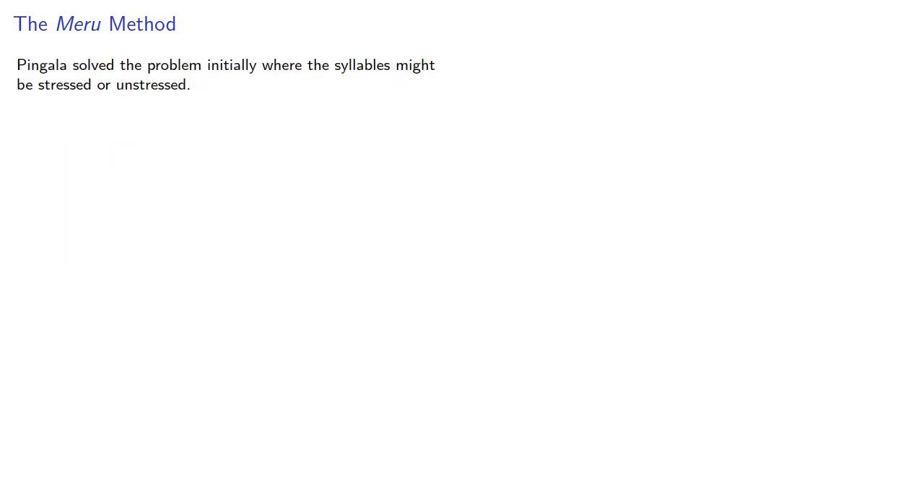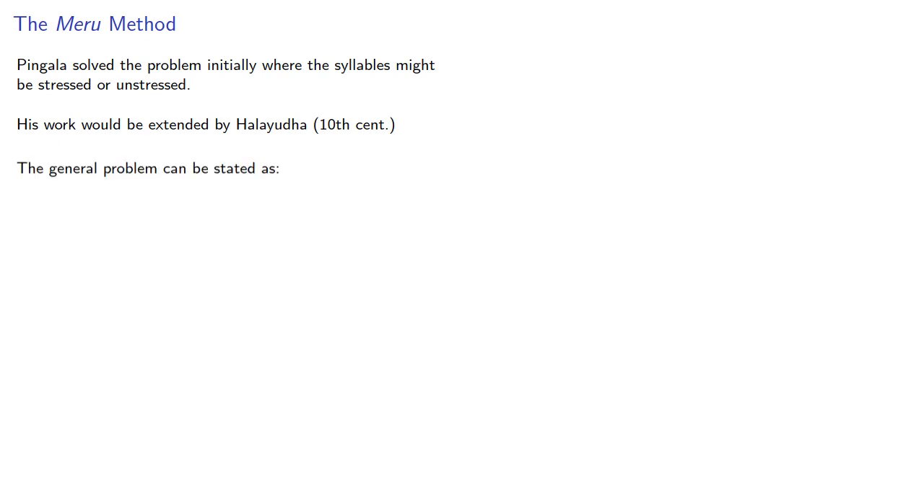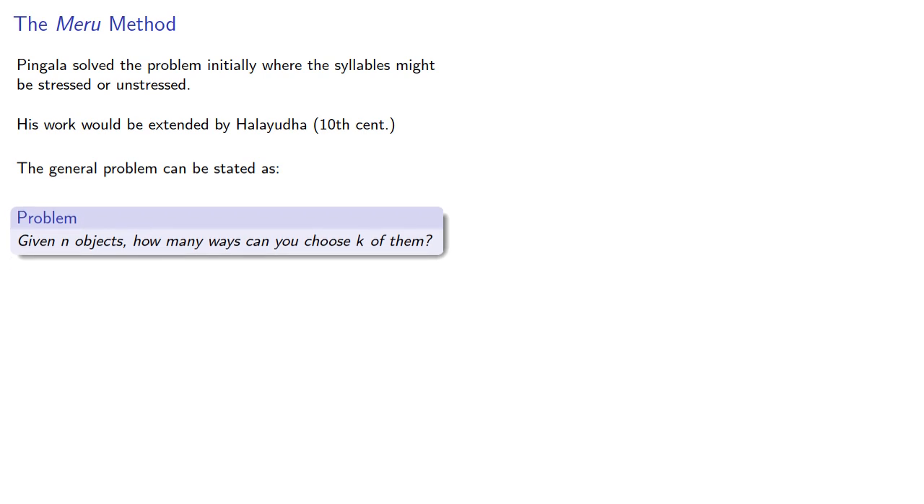Now, Pingala solved the problem initially where the syllables might be stressed or unstressed. His work would be extended by Halayudha by the 10th century. The general problem is a combinatorial one. Given n objects, how many ways can you choose k of them? Halayudha's solution is known as the Meru method.